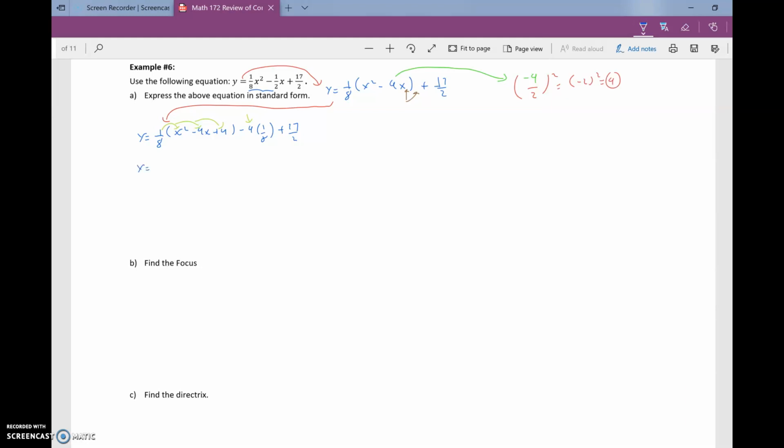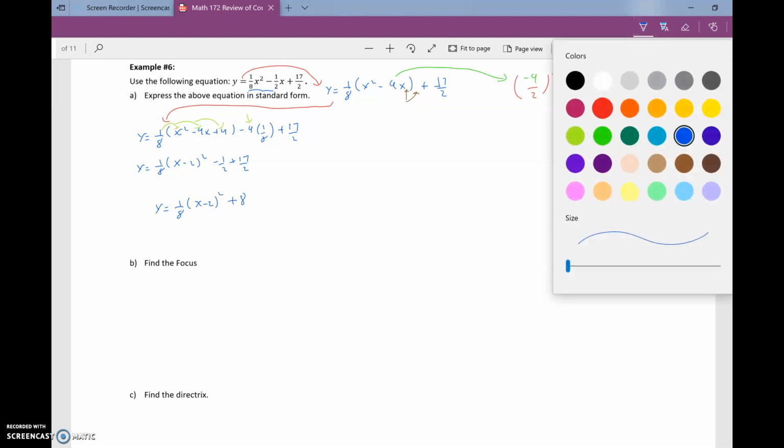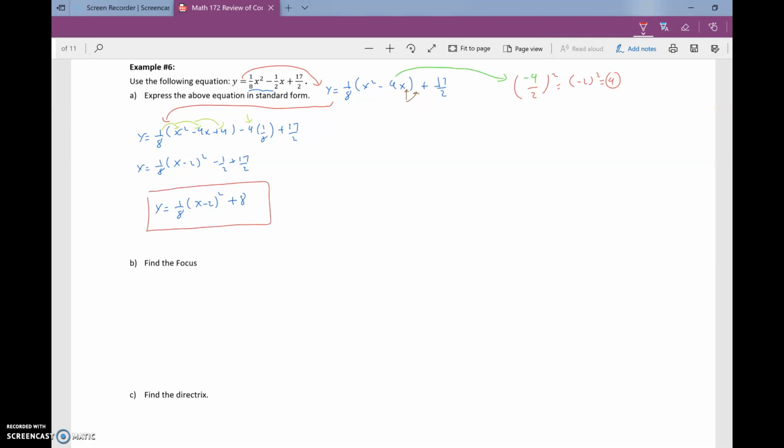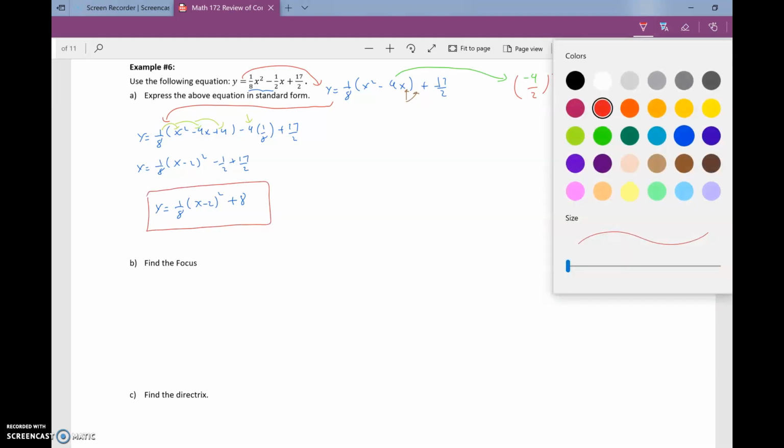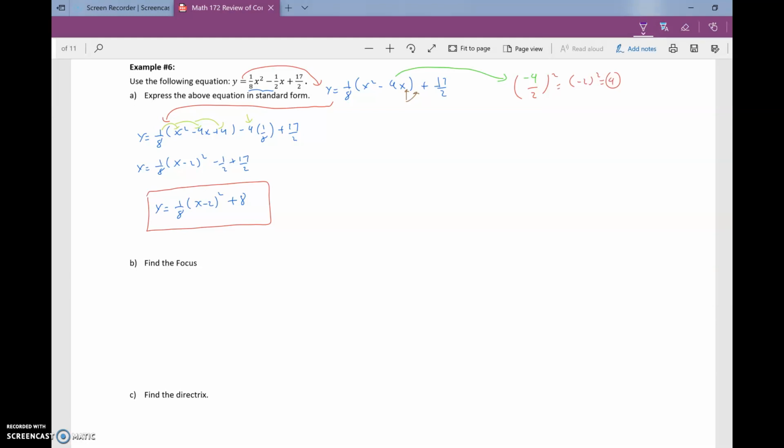So at this point, you're looking at y is equal to 1/8 times x minus 2 squared, minus 1/2 plus 17/2, or 16/2, or 8. So this is y is equal to 1/8 times x minus 2 squared plus 8. I'm getting that as our h comma k form. Okay, and then in order to do the next two, b and c, we need the vertex. So the vertex is going to be at 2, 8.